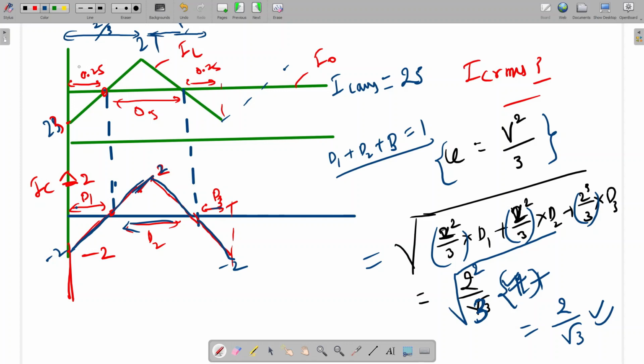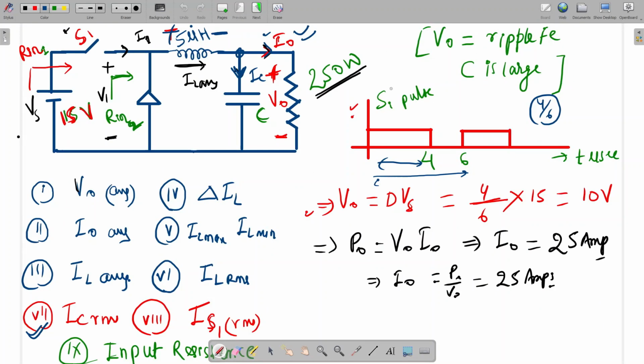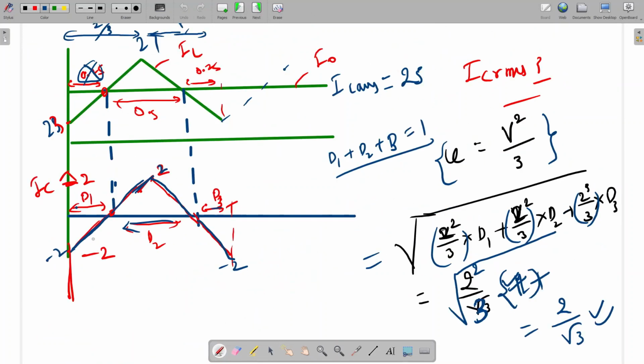See this D1, I have written here 0.25, but it will not be 0.25. Because here we can see from this waveform that the charging time will be more. From here to here is the charging time, and here to here is a small discharging time. So 50% of this one will come here and 50% of this one will come here. But overall D1 plus D2 plus D3 will be 1. So no need to care about what D1 will be, what D2 will be and what D3 will be.